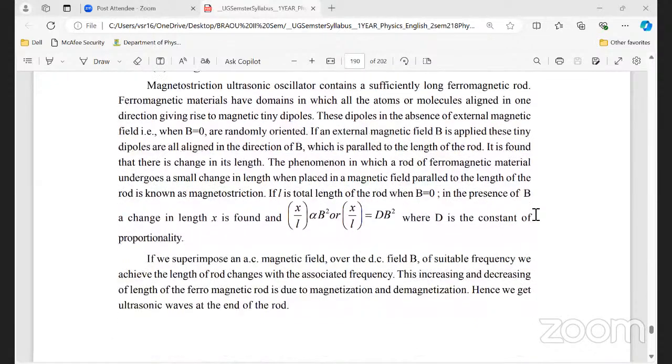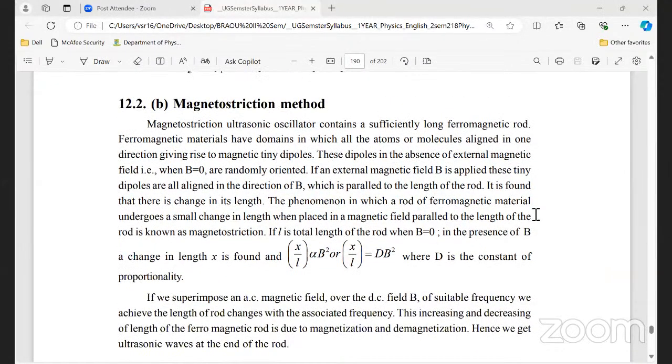Next is the magnetostriction method. This is another method by which you can produce ultrasonics. So the magnetostriction ultrasonic oscillator contains a sufficiently long ferromagnetic rod. Previously we considered piezoelectric and anti-piezoelectric substances. So here a ferromagnetic rod is to be considered. Ferromagnetic materials have domains. Do you know the domains?